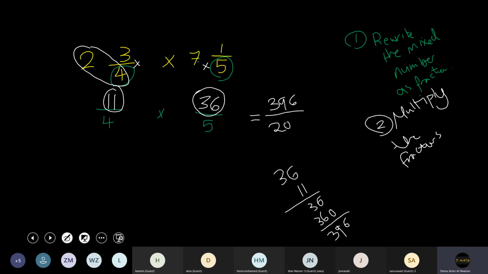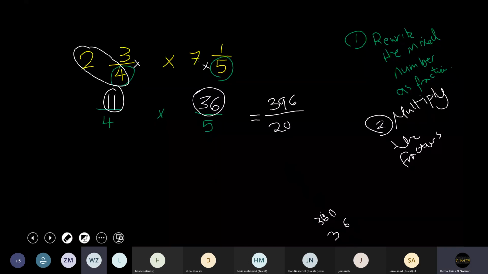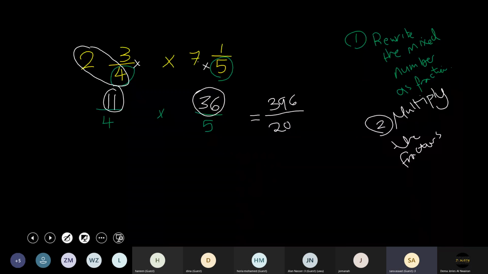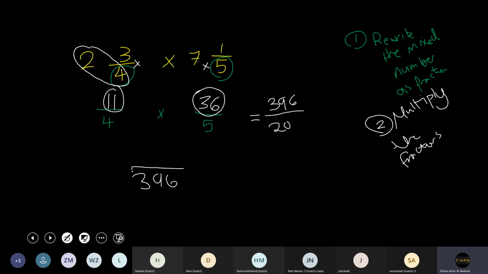Now look at the numerator. It is a very big number. Can 20 hold 396? No. So how can we rewrite it as a mixed number? How can we simplify it? We have to divide. Good job. You will divide 396 by 20.